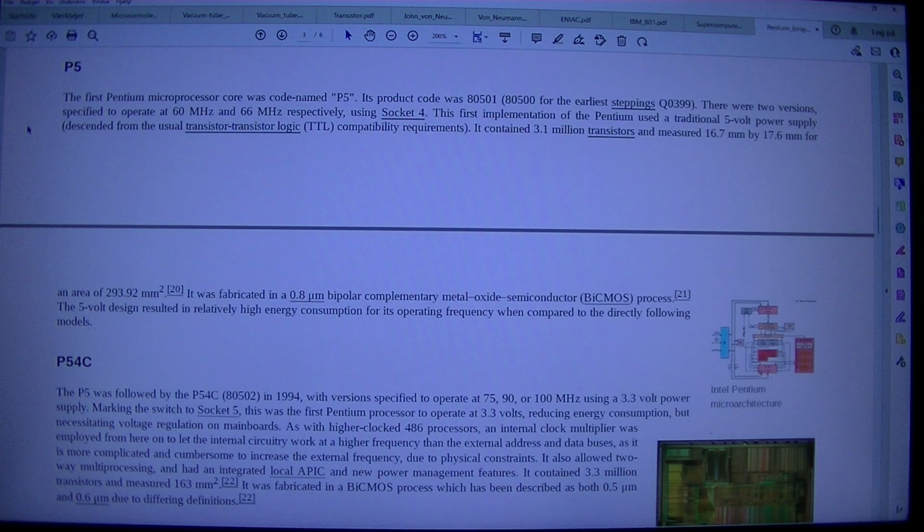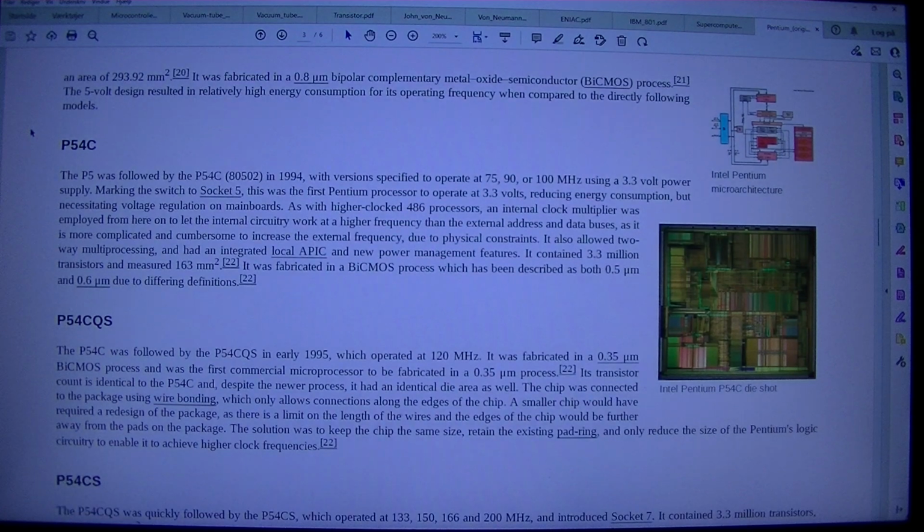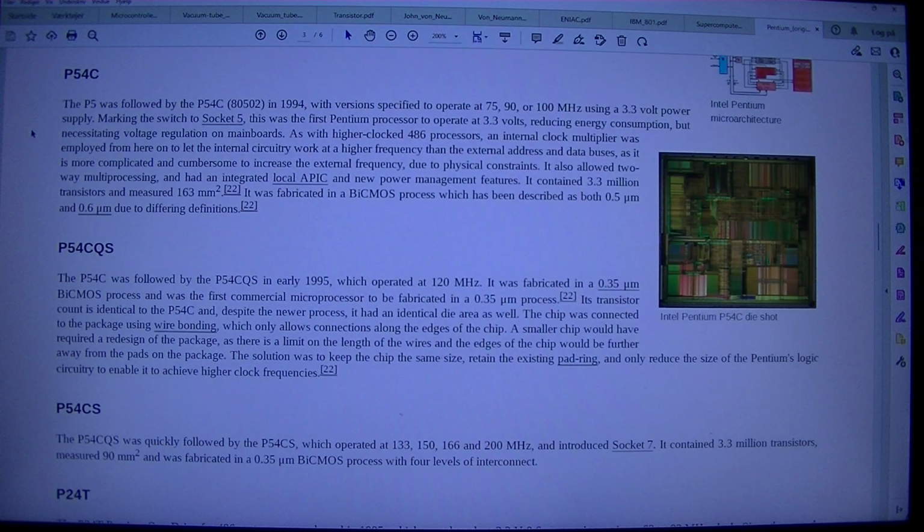requirements. It contained 3.1 million transistors and measured 16.7 mm by 17.6 mm, in an area of 293.92 mm². It was fabricated in a 0.8 micrometer bipolar complementary metal oxide semiconductor, BiCMOS, process. The 5-volt design resulted in relatively high energy consumption for its operating frequency when compared to the directly following models. P54C. Intel Pentium P54C die shot.